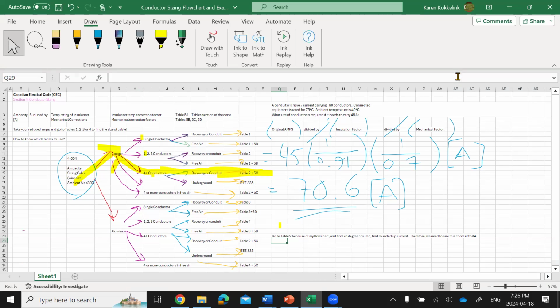So that's all you do for section 4. There are just a million different combinations between the tables, table 5A, 5B, 5C, 5D, giving you those factors, and then figuring out which of the sizing tables you go to between table 1 and 2 for copper and 3 and 4 for aluminum. I hope that's helpful to you.